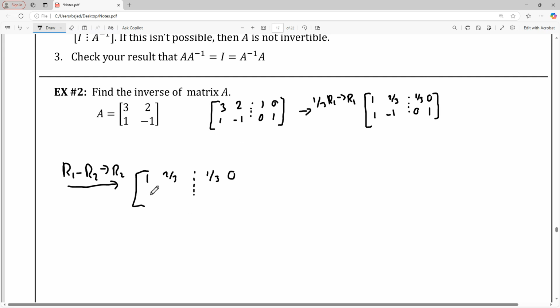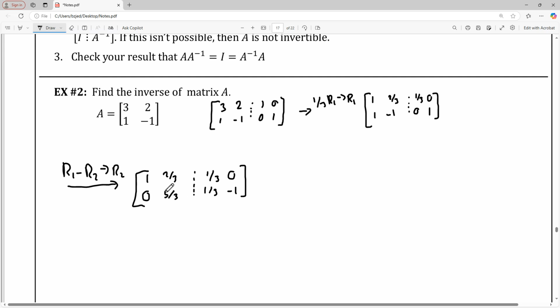So 1 minus 1 is 0. That's the whole point of what we just did. Here comes the fun parts. 2/3 minus -1. Because of the double negative there, it's going to turn positive. And if I add fractions correctly, this is actually going to become 5/3. 1/3 minus 0 is 1/3. And 0 minus 1 is -1. So it might not feel like it, we did achieve our goal. This value here became a 0.